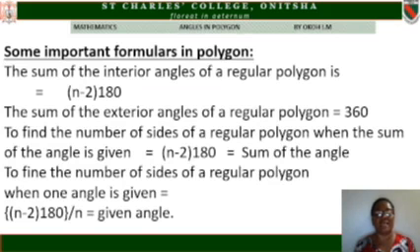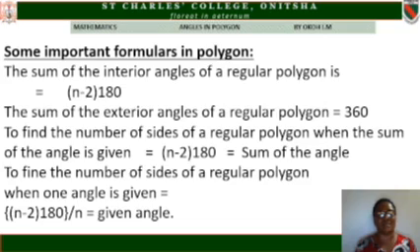Some important formulas in polygon. The first one: the sum of the interior angles of a regular polygon is equal to n minus 2 times 180. For you to get the sum of interior angles of any given polygon, we use the formula n minus 2 times 180, where n stands for the number of sides, or you can use 2n minus 4 times 90. Then the next one: the sum of the exterior angles of a regular polygon is 360 degrees.